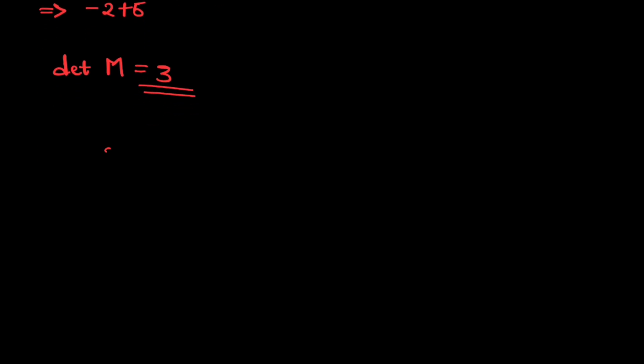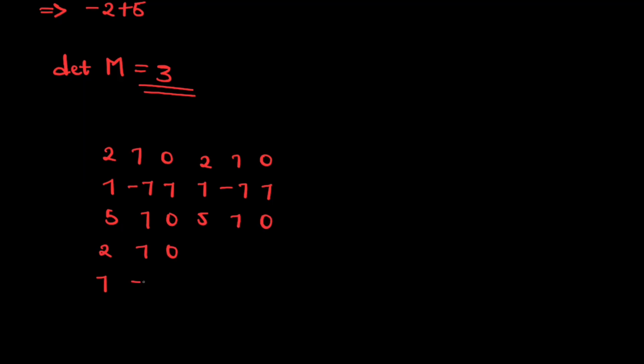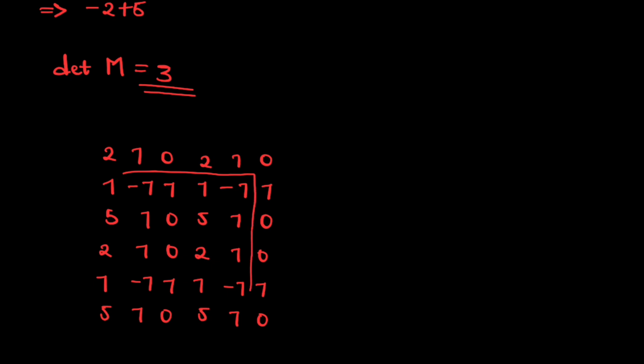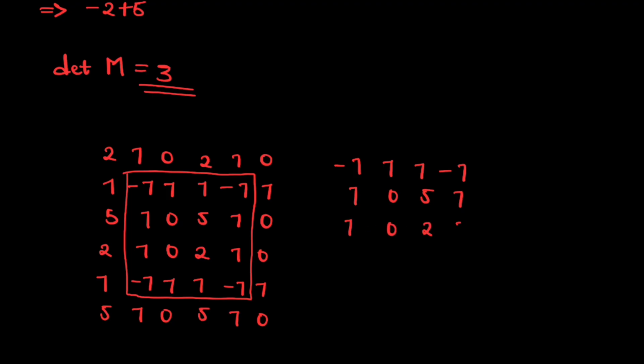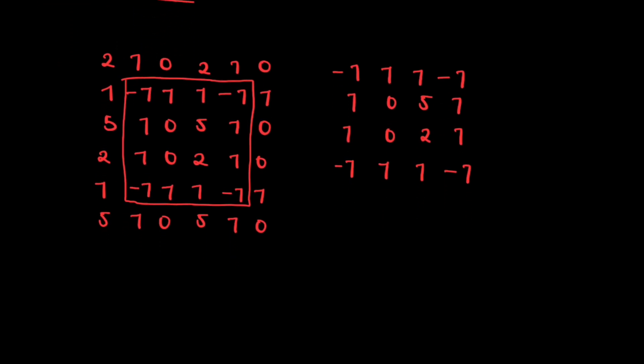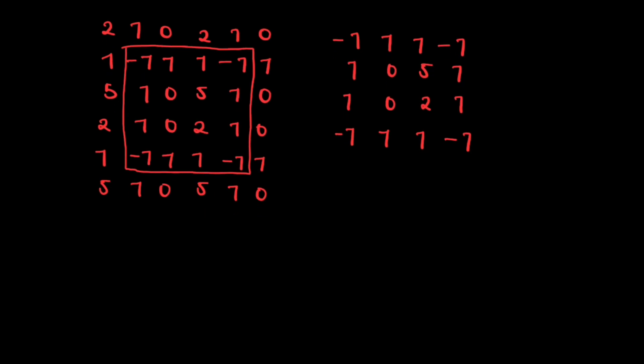We write the matrix 4 times. So 2 1 0, 1 minus 1 1, 5 1 0, again 2 1 0, 1 minus 1 1, 5 1 0. Now the third time, 2 1 0, 1 minus 1 1, 5 1 0, 2 1 0, 1 minus 1 1, 5 1 0. Now we remove the outer numbers. We are left with minus 1 1 1, minus 1 1 0, 5 1 1, 0 2 1, minus 1 1 1, minus 1. Okay, so we group them 2 by 2s. Now we are looking for the matrix of cofactors.